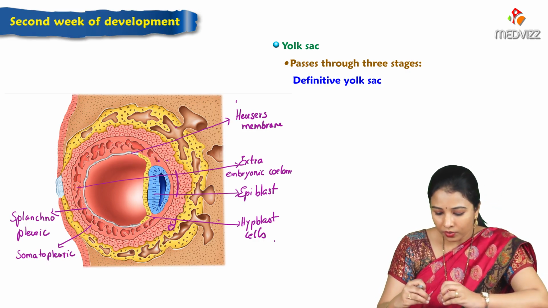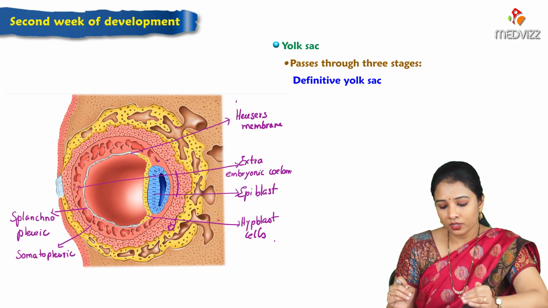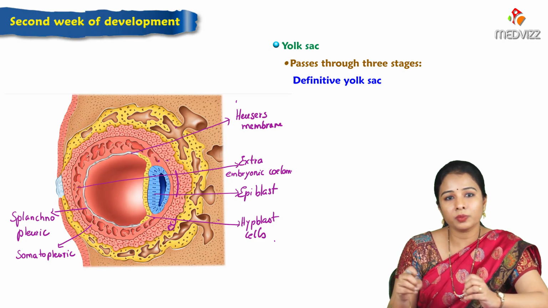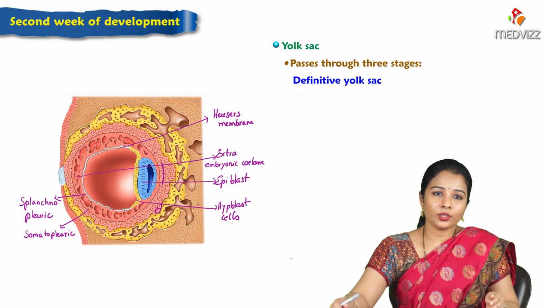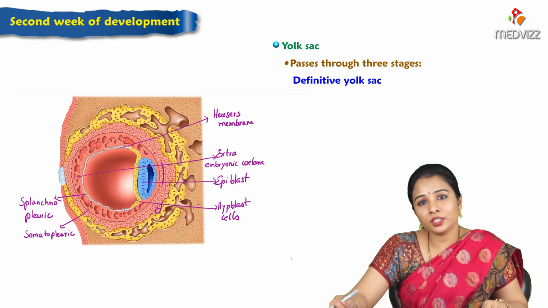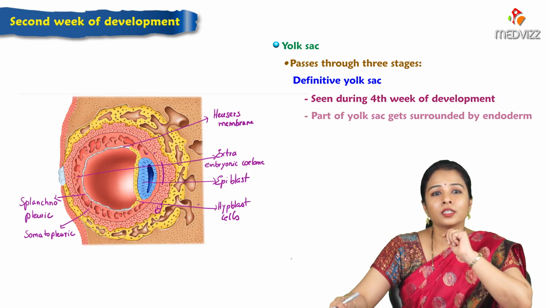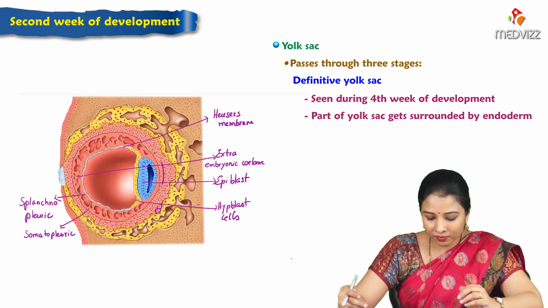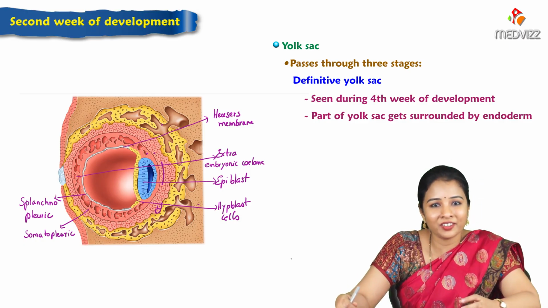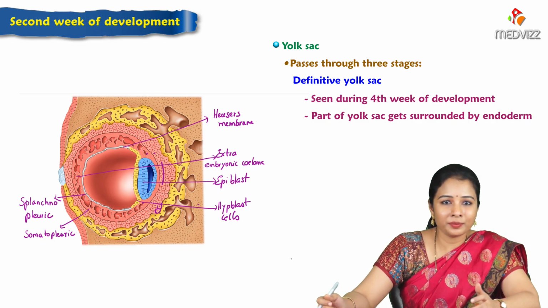Now the part of the yolk sac reduces its size to form a secondary yolk sac, because the part of the yolk sac is pinched off into the extracoelomic cavity. Now this secondary yolk sac will turn to form a definitive yolk sac during the 4th week of development. It means the part of the yolk sac gets surrounded by the endoderm. So till now we haven't seen the 3rd week of development. In the 3rd week there will be ectoderm, endoderm, mesoderm.